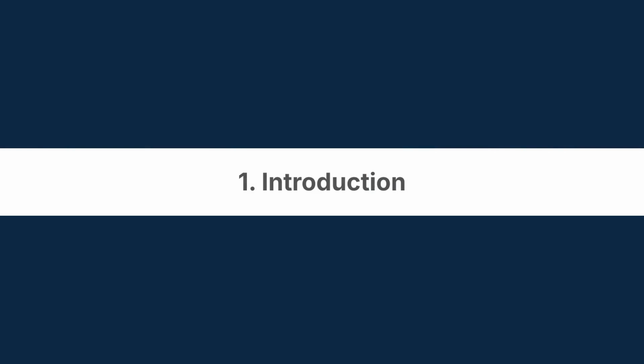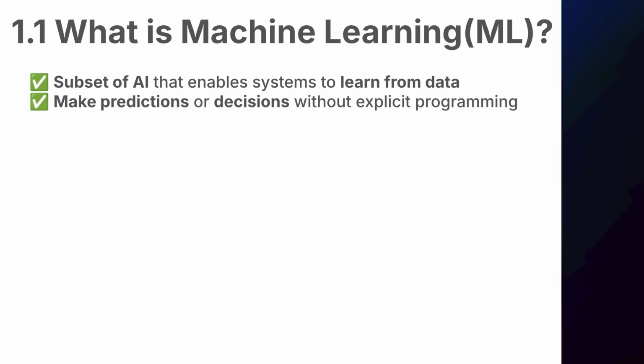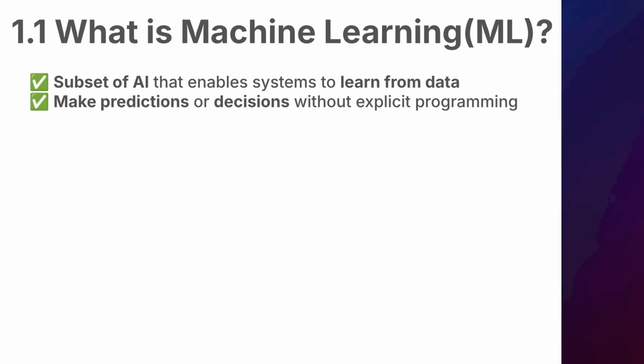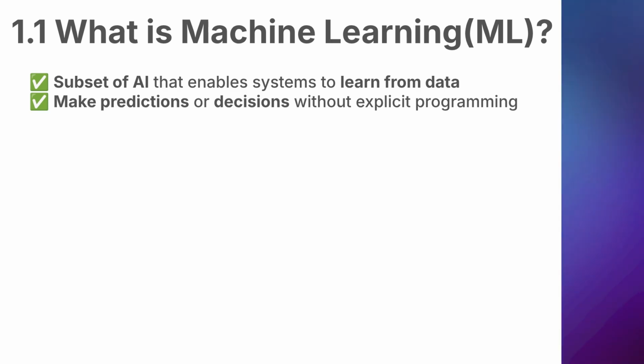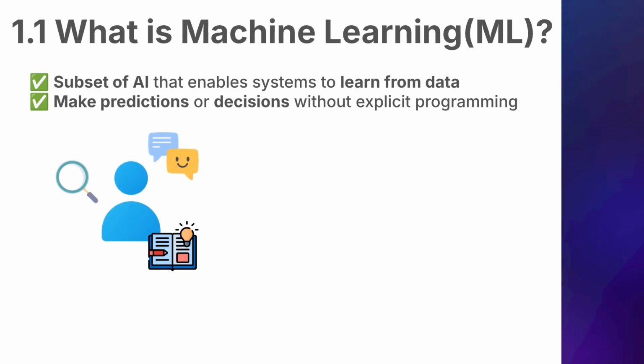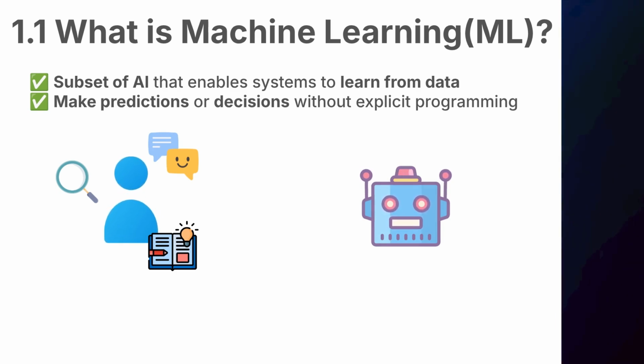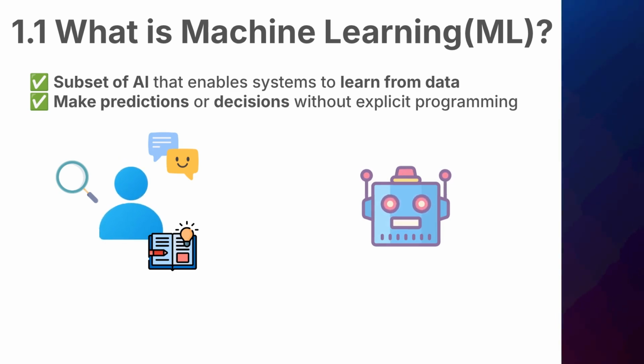1. Introduction. What is machine learning? Machine learning is a subset of AI that enables systems to learn from data and to make predictions or decisions without explicit programming. Let's compare it to humans. How do humans learn? We learn by observing, practicing, and getting feedback. Machine learning is about teaching computers to do the same. Learn from data and make decisions without being directly programmed.